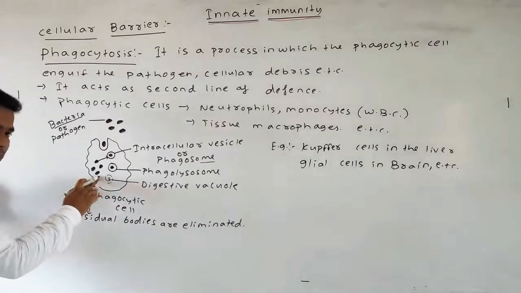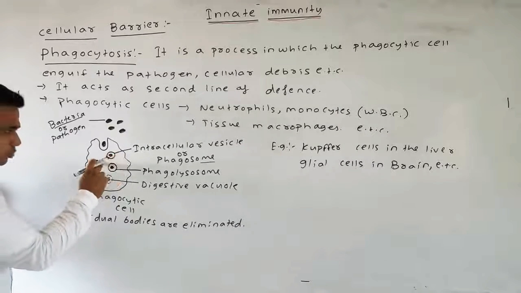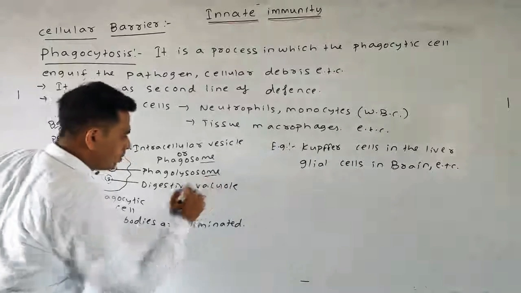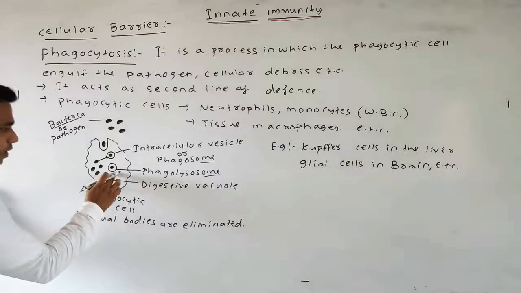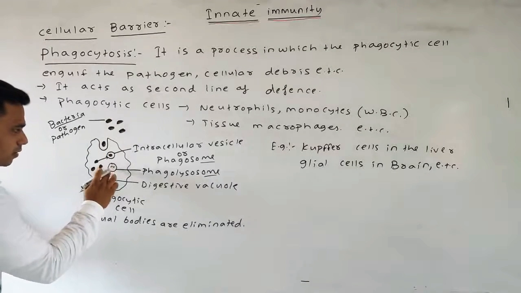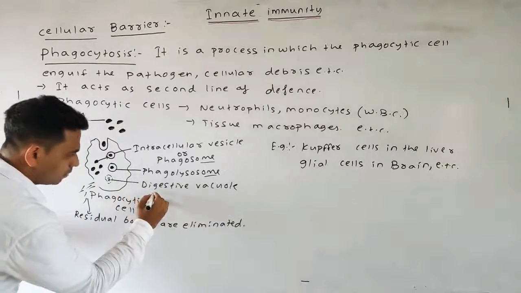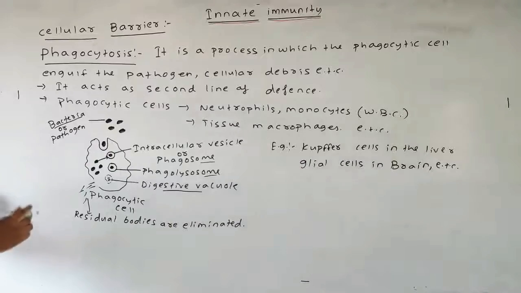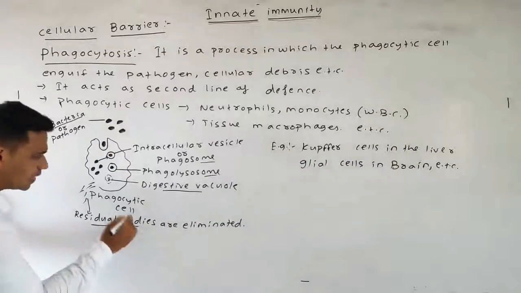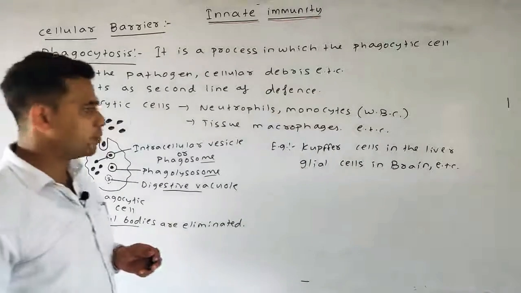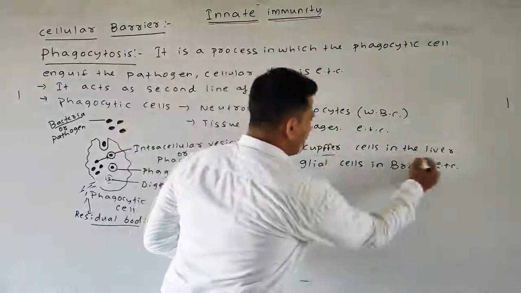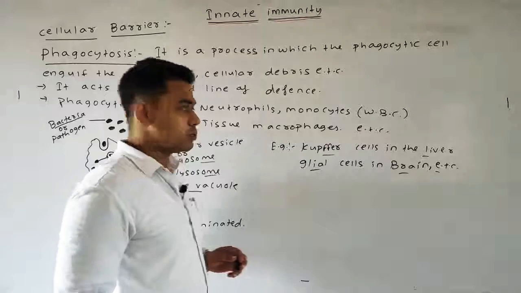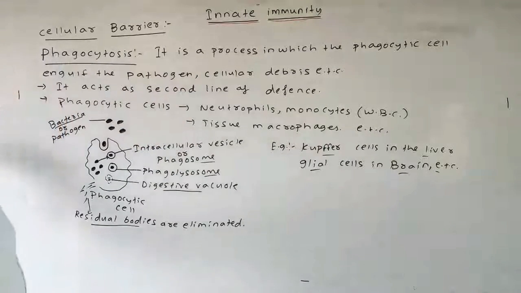Lysosomes with lysosomal enzymes are present. The lysosome fuses with the intracellular vesicle or the phagosome to form the phagolysosome. In the phagolysosome, the lysosomal enzymes kill the pathogens, or we can say digest the pathogen, forming the digestive vacuole. And the remaining portion or the residual bodies are eliminated. The common examples are Kupffer cells in the liver, glial cells in the brain, etc. So this is all about phagocytosis. Please note down.